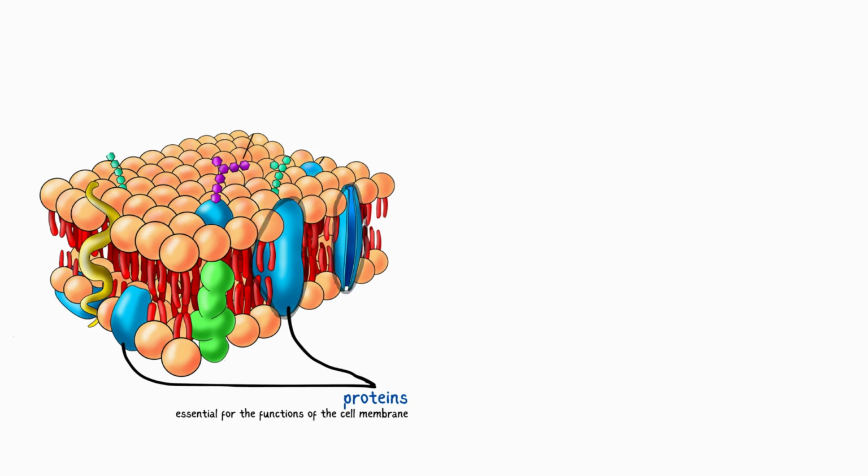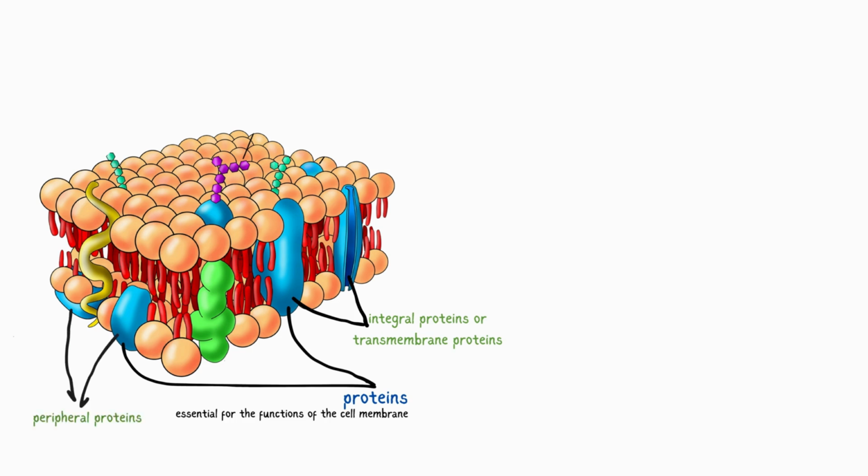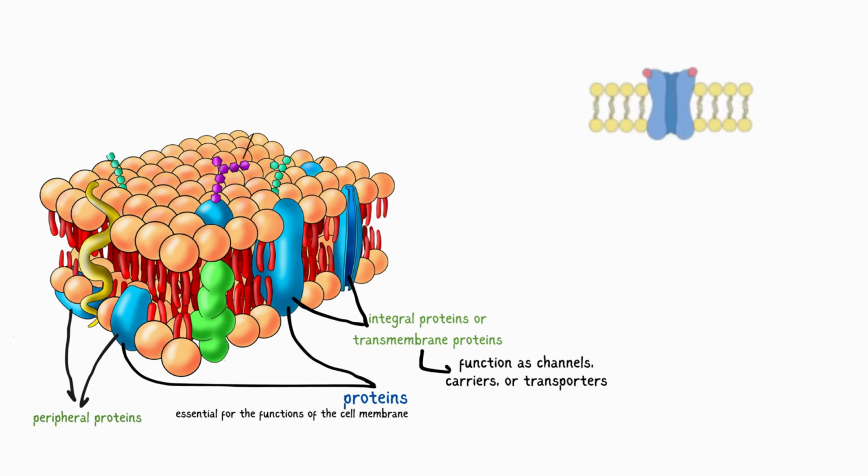Some proteins extend completely across the membrane and are called integral proteins or transmembrane proteins. Other proteins are attached only to the outer or inner surface and are called peripheral proteins. Integral proteins often function as channels, carriers, or transporters. Channel proteins form pores that allow specific ions, such as sodium, potassium, or chloride, to pass through.